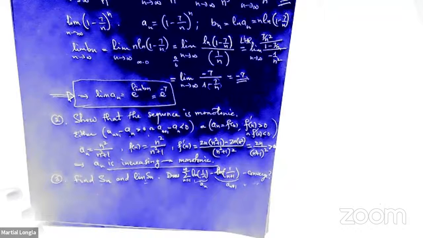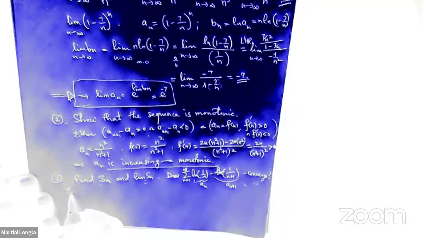Now, here, in this problem, if this is an, you can see that's an plus 1. So that's sum of an minus an plus 1. So it's a telescoping series. So this is a telescoping series.